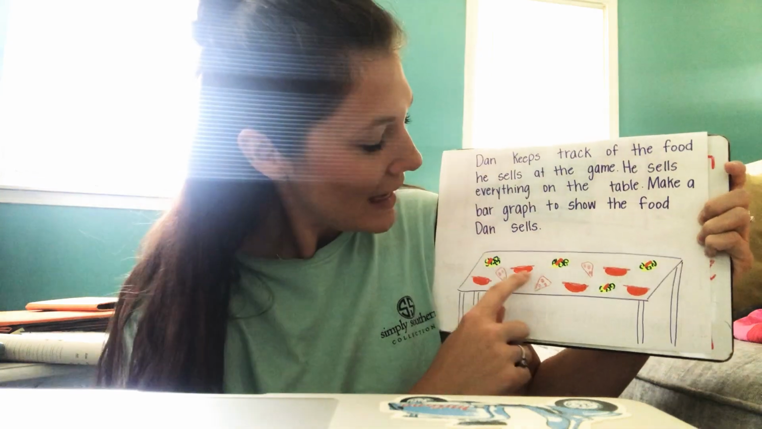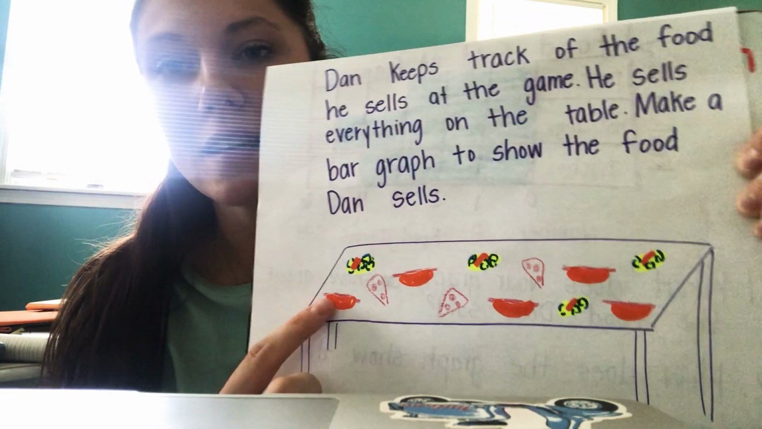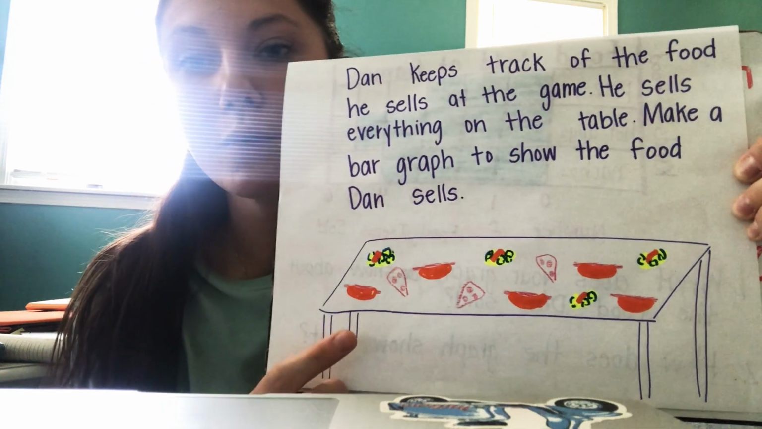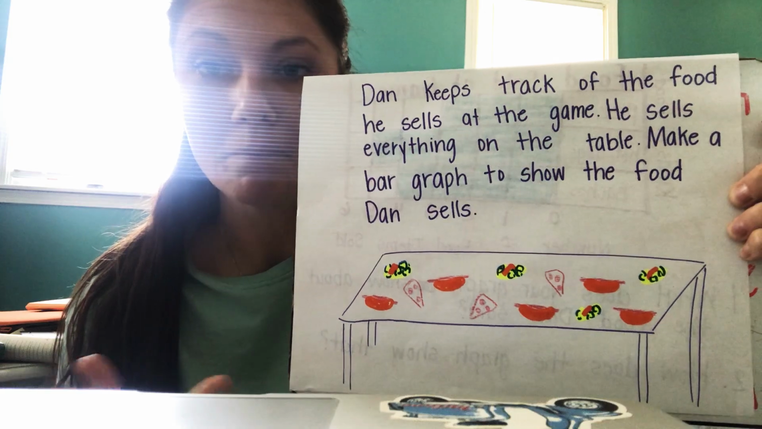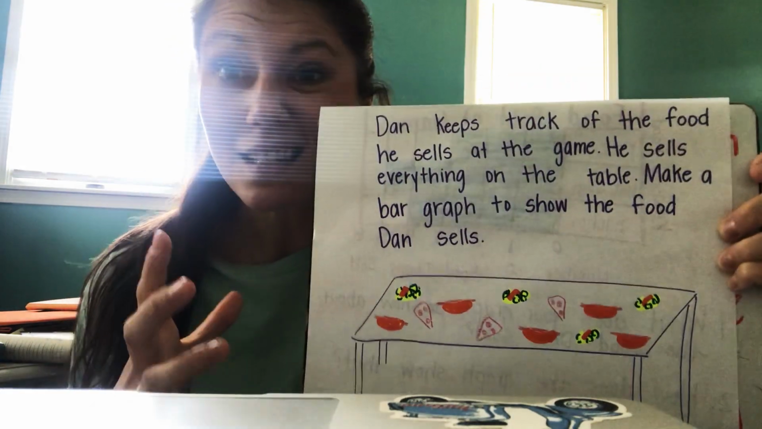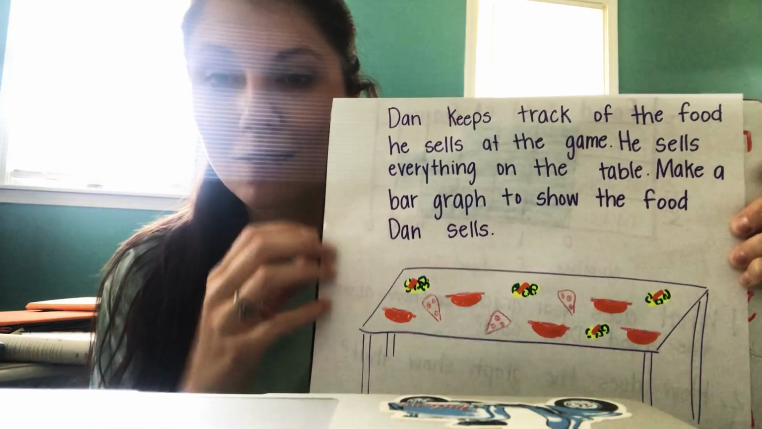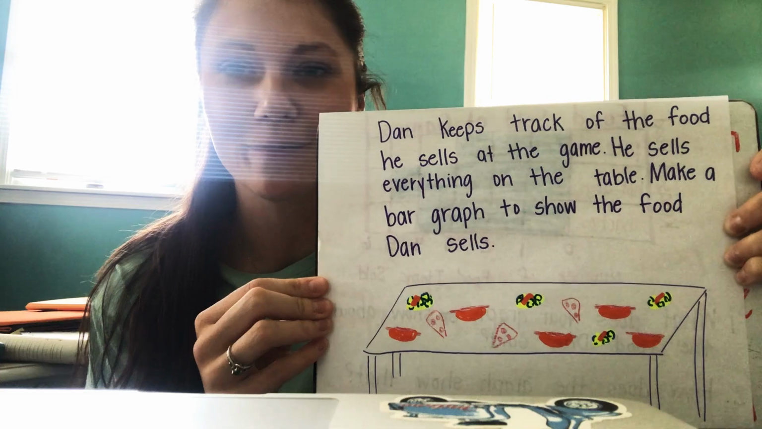I used a highlighter. I'm sorry that I used that. And then we have pizza, okay? So I'm gonna get it a little closer. So we have hot dogs, nachos, and pizza. He sells everything on the table. That's what our problem said. So go ahead and count up how much of each item he sold. That's gonna be your data that you've collected. And then we'll flip the paper and I'll show you the graph that we would use.